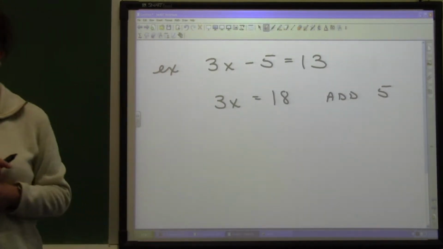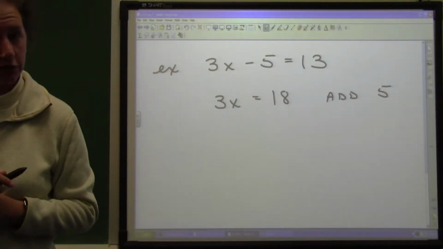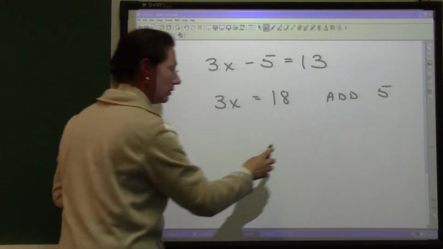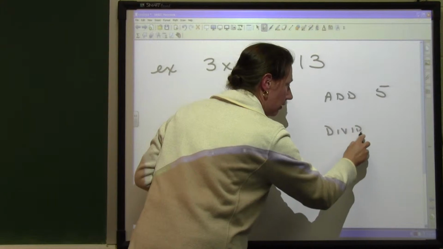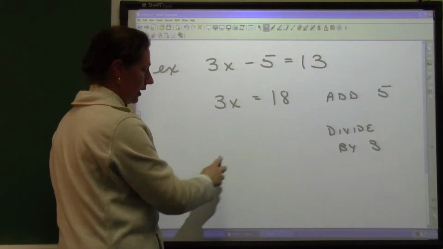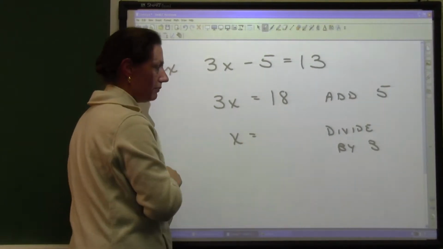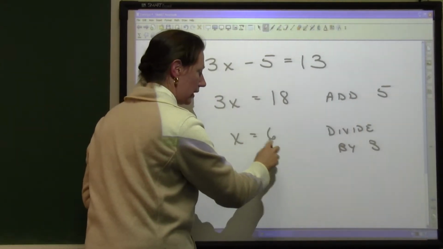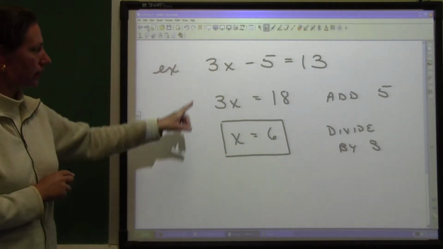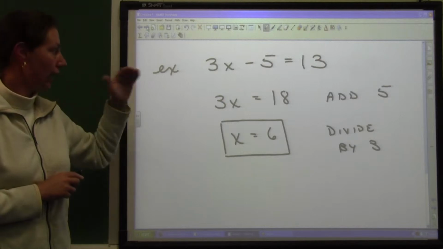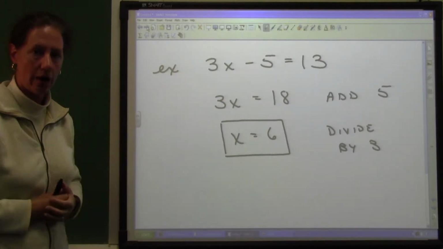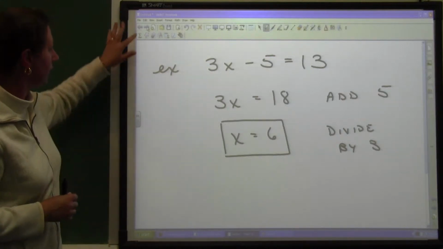Now we need to undo the multiplication or division happening to the variable. Here x is multiplied by 3, so our step is to divide by 3. When we divide by 3 on the left-hand side, we get x. When we divide by 3 on the right-hand side, we get 6. And this final equation is equivalent to the first, just after a series of transformations, taking off those various layers, those various operations happening to the variable.